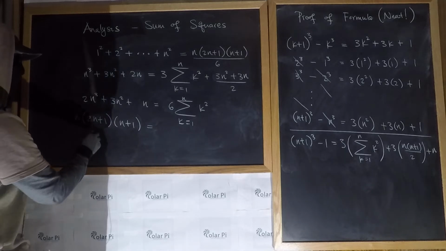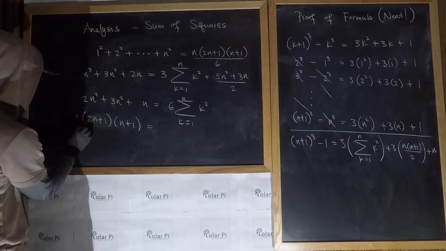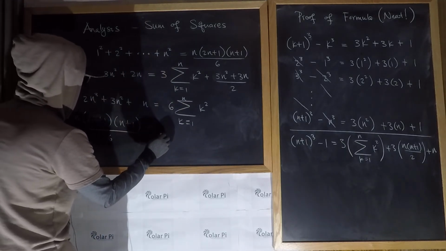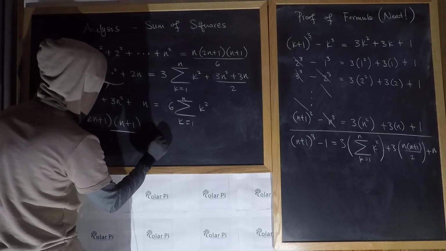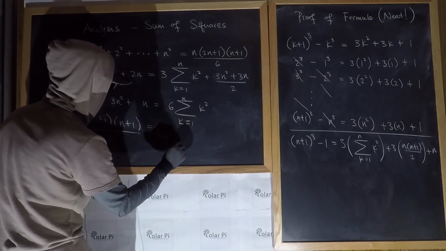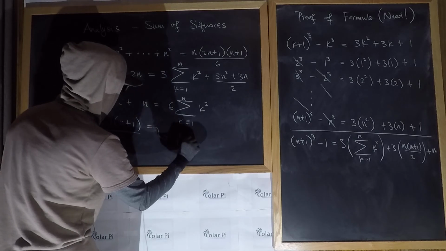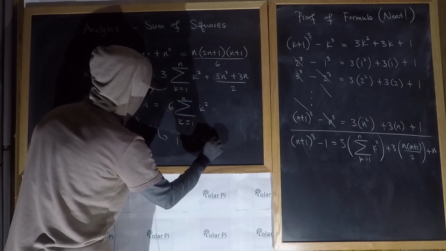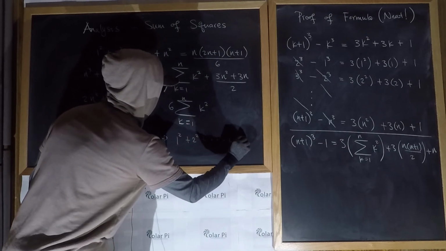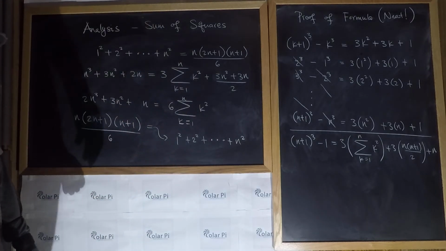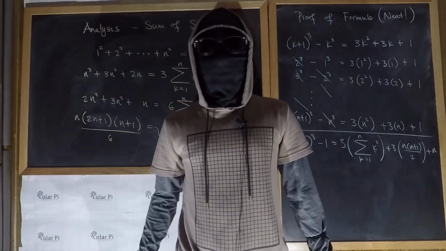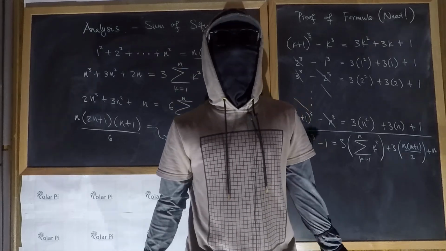So what I have left to do is divide both sides of this equation by 6, and that way I will have simply on the right side 1 squared plus 2 squared plus ... plus n squared. And so that's what I intended to show, and yeah, okay, keep watching, take care.